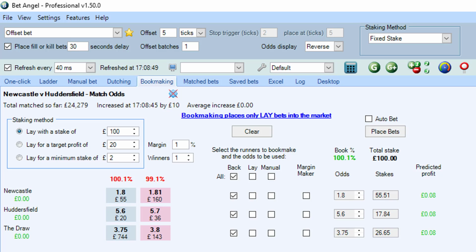So if I was a bookmaker, that would obviously be completely unacceptable to me, and the best way of creating margin is to change the pricing. So if I go over to the manual area here, I can actually reduce the price on each one of these, and you can see the book percentage starts to rise. So that's how I would make margin on this particular game.